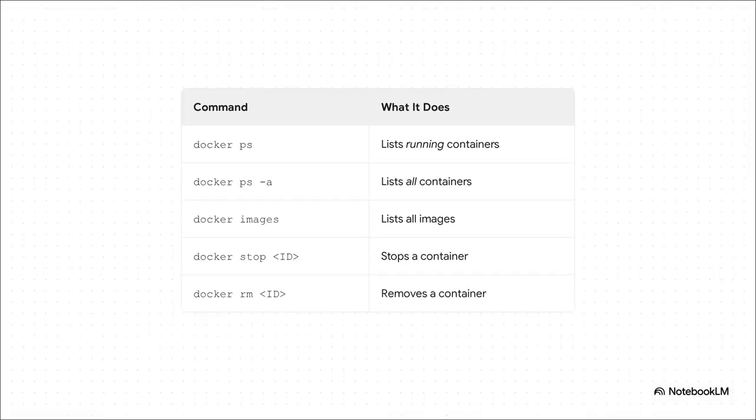And developers manage all of this with a few super simple commands. Want to see what's currently running? You just type docker ps. Need to see all the blueprints you've built? That's docker images. And then you have simple commands like docker stop and docker rm to manage all your containers. It's a really clean and powerful workflow.